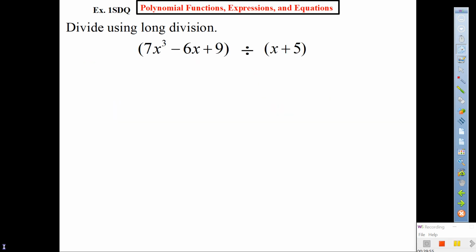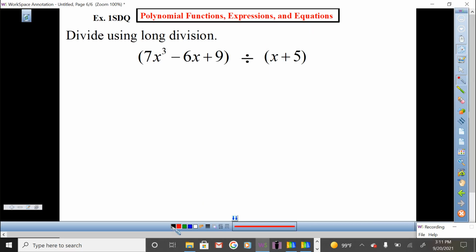Let's crank it up. Copy this one. Example 1, super duper cube. 7x cubed minus 6x plus 9 divided by x plus 5. All right, help me out with this one. What is the first thing we check for? Standard form. Okay, so let's see. Third degree, first degree, 0 degree.